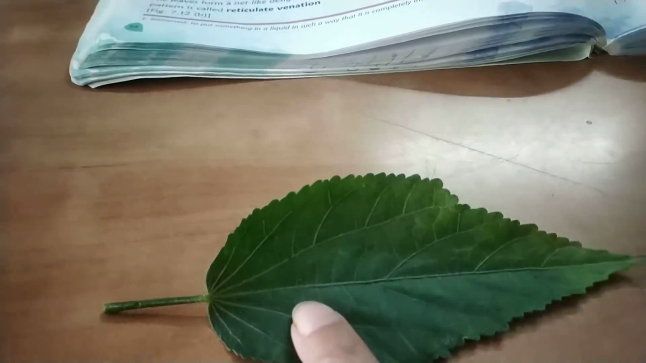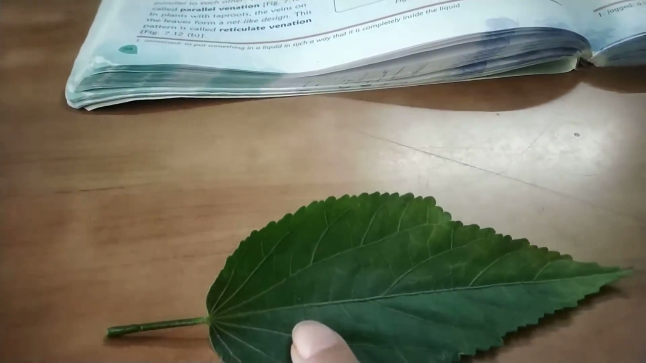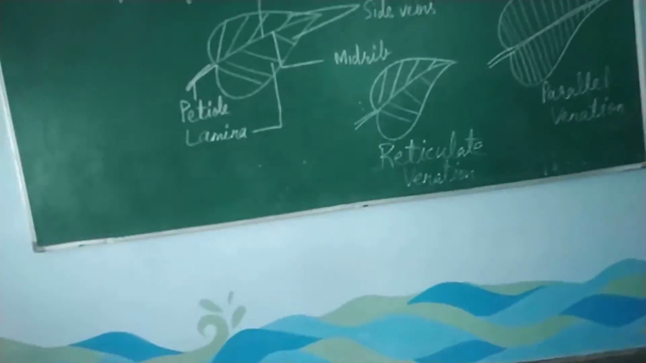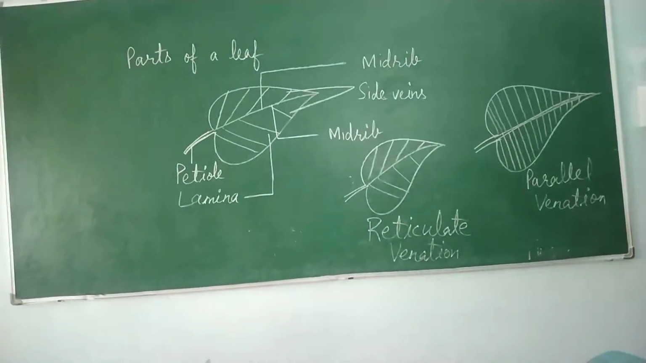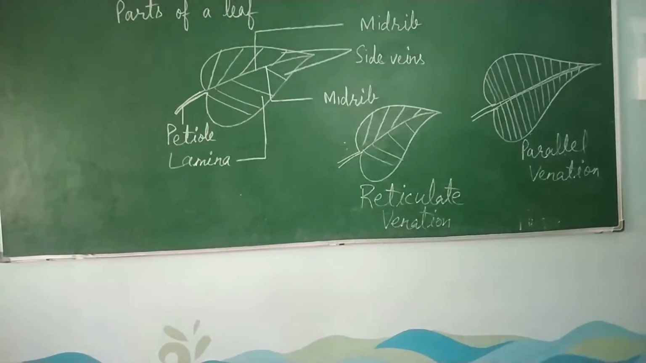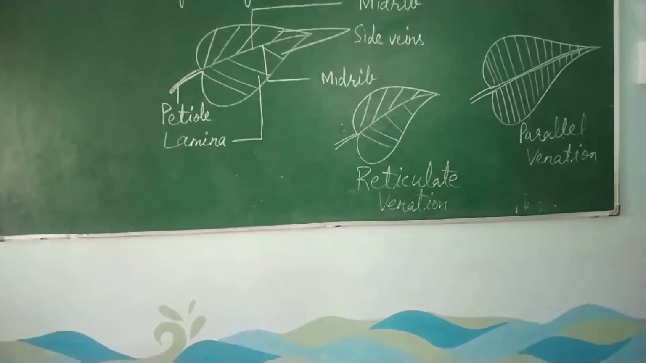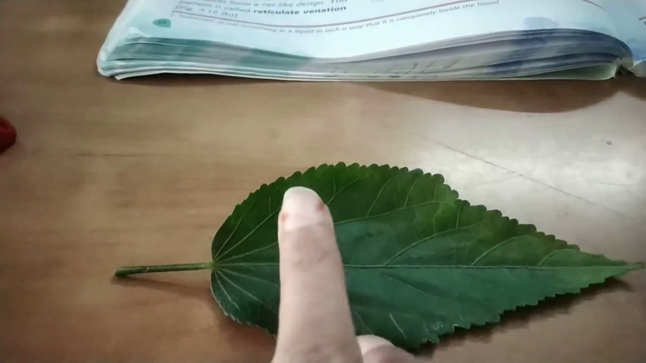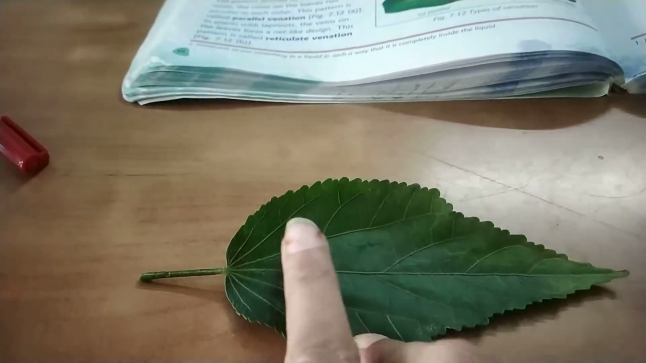And the veins help in the movement of food, water and minerals in the leaf. I am showing you on the board also. You can see the location of the midrib. So what is midrib? Midrib is the thick vein in the middle of the leaf. Now, after this, we will learn about venation. What is venation? Arrangement of veins on the leaf.